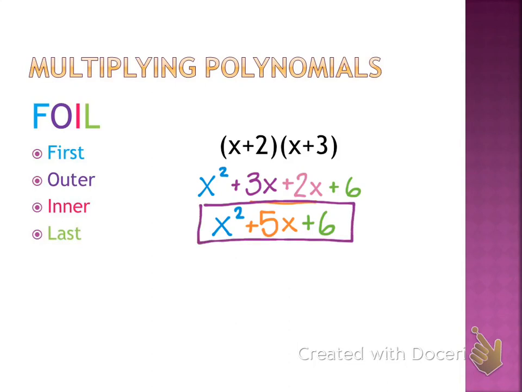Because there are no other like terms, I realize it's written in standard form, because standard form says the term with the largest exponent has to come first, and then it decreases from there. So my answer would be x squared plus 5x plus 6. That's how you use FOIL, okay? So remember, first, outer, inner, last. That's the order in which you would multiply two binomials.